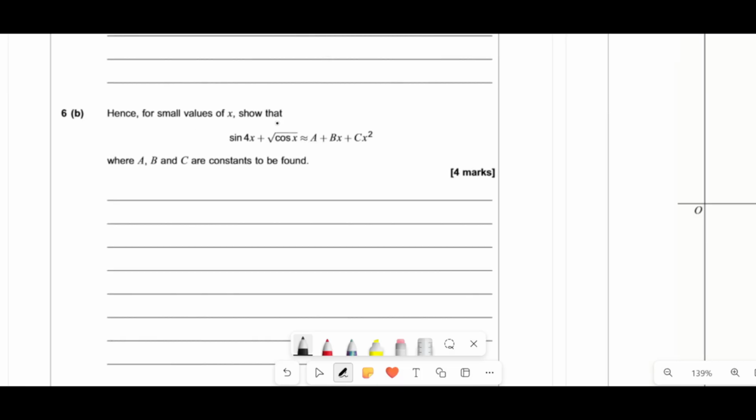Now it says, hence for small values of x, show that sine 4x plus the root of cos x roughly equals a plus bx plus cx squared.